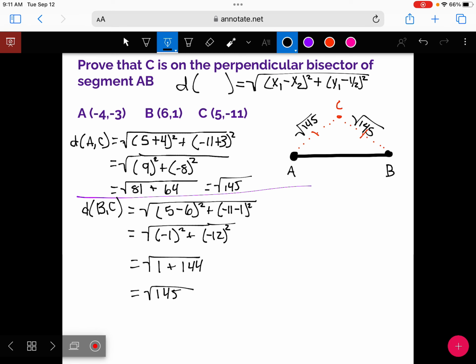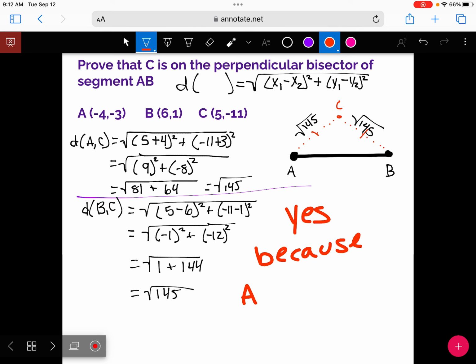So is C on the perpendicular bisector of AB? Yes. Because AC is equal to BC. They are congruent. So the way we prove it is we show that they are congruent.